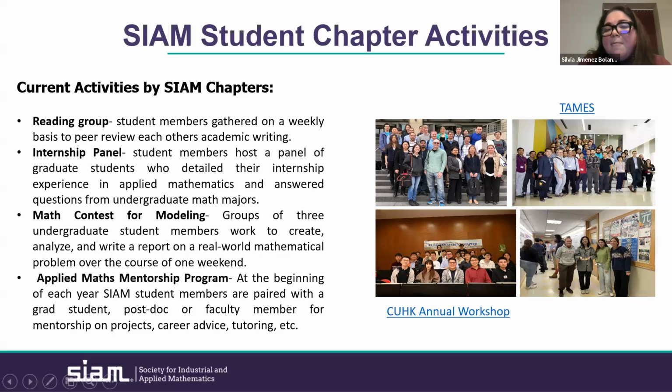So here we have other examples. For example, this is the Texas Applied Math and Engineering Symposium, which is organized by, I think, the Texas Austin SIAM chapter. This is a picture from the Chinese University of Hong Kong annual workshop that is also organized by the SIAM chapter there. And this is a picture of my own institution, Colgate University.